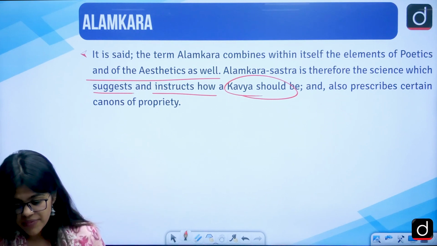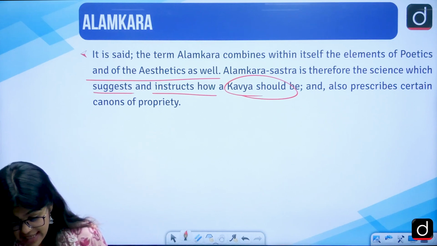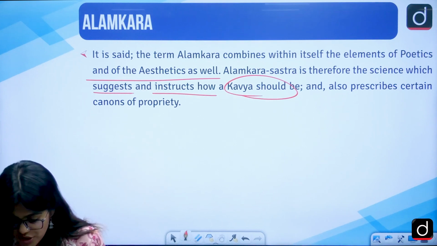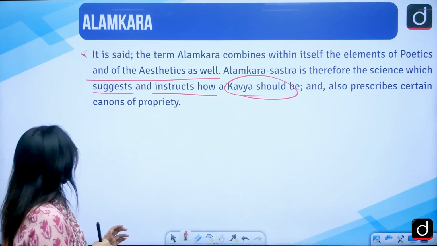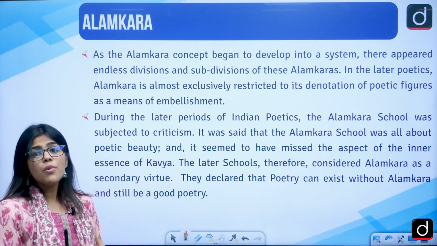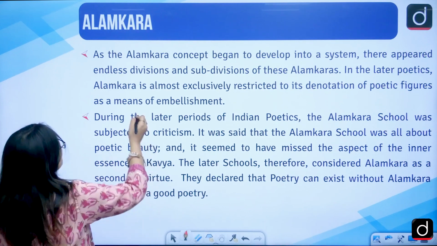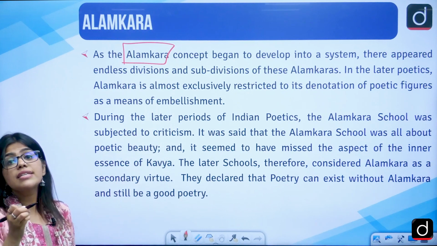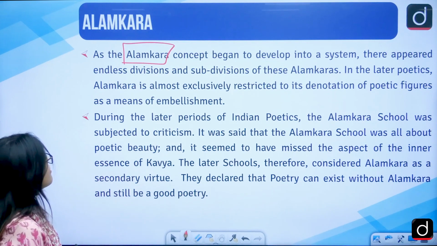Alamkara is of ancient origin, and in its earliest form it was the school which studies the literary tradition of language and literariness, right? So they study language and literariness. Then let us move forward. As the Alamkara concept began to develop, we see that there are divisions and subdivisions endlessly, and we know a lot of figures of speech now. The whole concept of Alamkara is divided into two parts. We have two kinds of Alamkara that we'll be looking at at the very end.